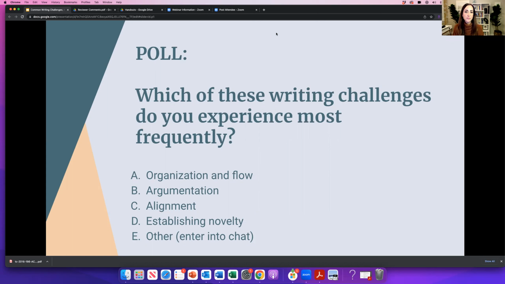Okay, so most of you struggle with organization and flow. And then 30% argumentation, 5% alignment, and 20% establishing novelty. Interesting. I was not expecting that. I feel like alignment is something that comes up really, really frequently. Good. This is good to know. Okay. So I won't spend a ton of time on alignment.